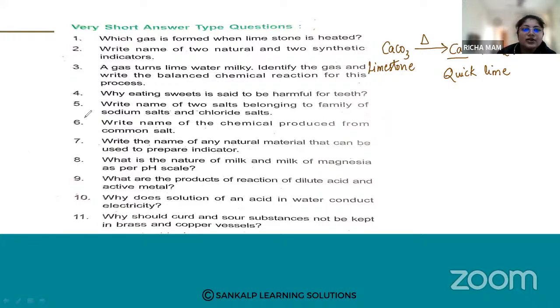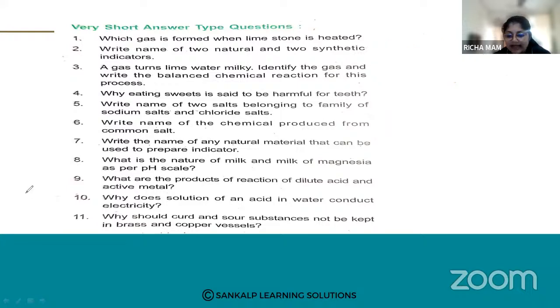Next question: write the names of two natural and two synthetic indicators. What do you mean by natural indicators? Natural indicators are obtained from nature. And synthetic indicators are man-made indicators. They have asked you for two natural indicators and two synthetic indicators. Can you answer it? You can use the chat box.